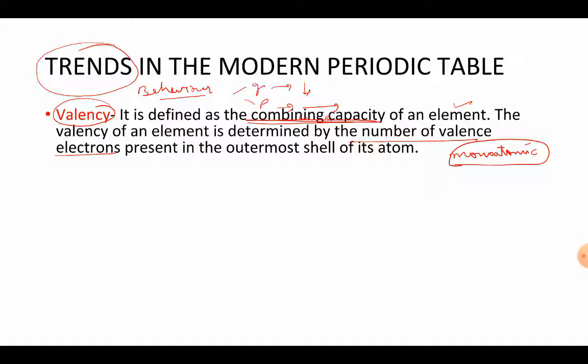Now how can we find out the number of valence electrons? Suppose I'll give you one example of an element. Suppose I'm talking about sodium. Like we are discussing the modern periodic table, we all know that the modern periodic table is based on atomic number, and now it should be clear that atomic number is the fundamental property of the element, right? So we need to know the atomic number of the element that we are talking about. Here we are talking about sodium, so its atomic number is 11.